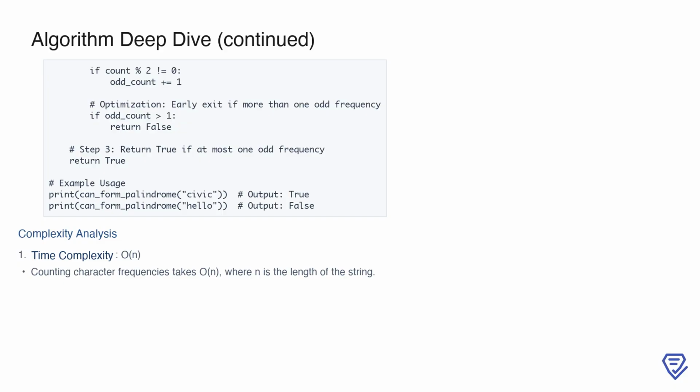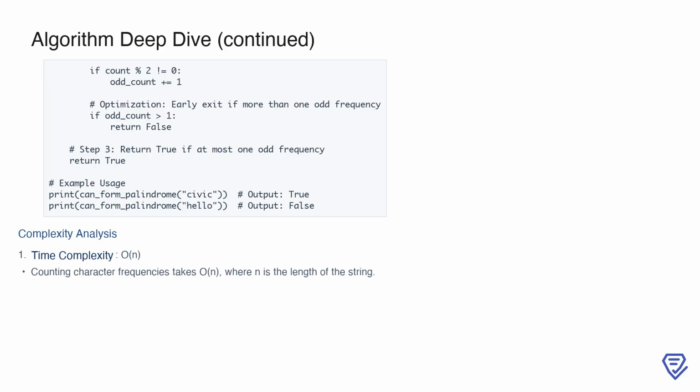First, we count the character frequencies using collections.Counter. Then, we iterate through the frequency values to count how many characters have odd frequencies. If more than one odd frequency is found, we return false immediately, leveraging an early exit optimization. Otherwise, if the odd frequency count stays at 1 or less, we return true.